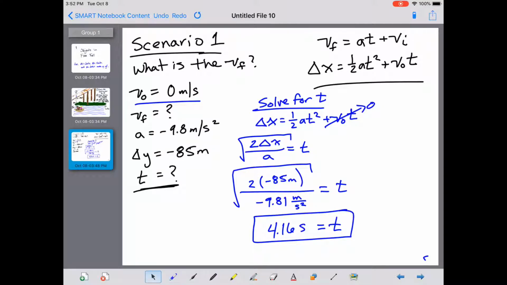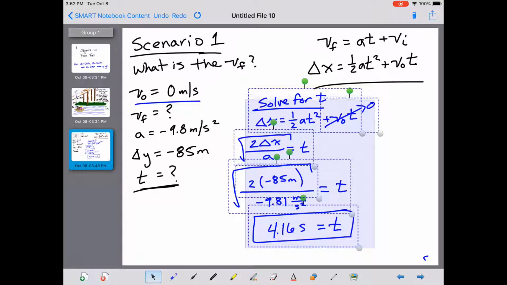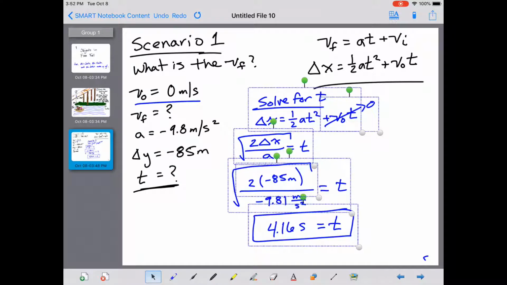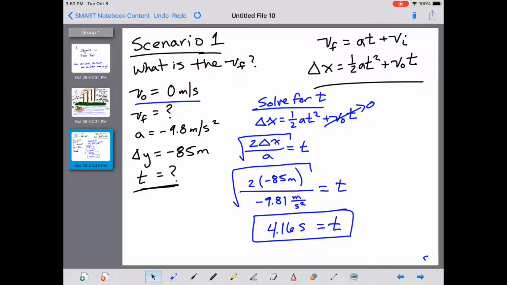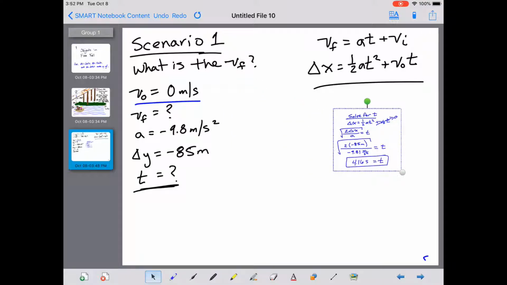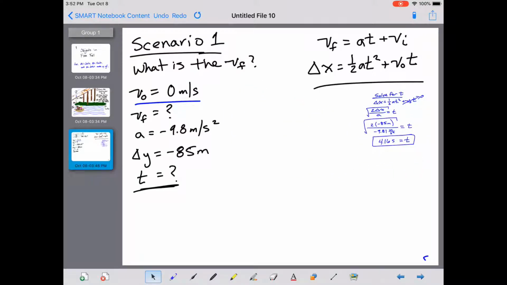All right, let's see if I can do this better this time. I want to select all of that. I want to group this together. And then I'm going to just resize and put this in the corner. All right, so I solved for time.